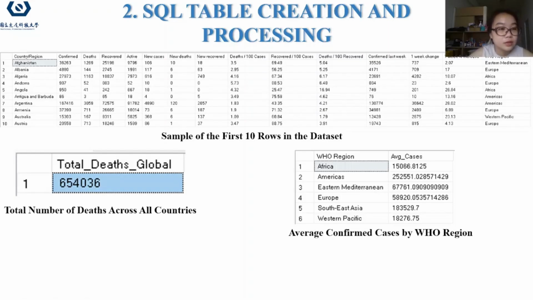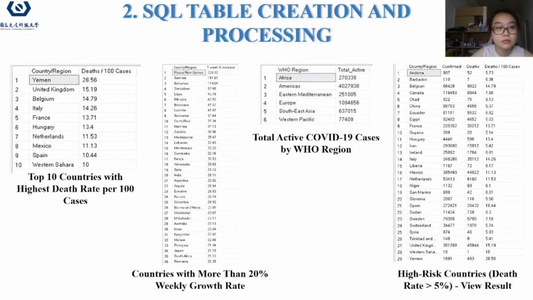Now it's 654,036 cases of death globally. And this is the average confirmed case by WHO region. And top 10 countries with the highest death rate per 100 cases. You can see, such as in the United Kingdom, the rate is about 15.19. Italy is 14.26. And you can see all the countries. This is the top 10 countries, meaning the highest top 10.